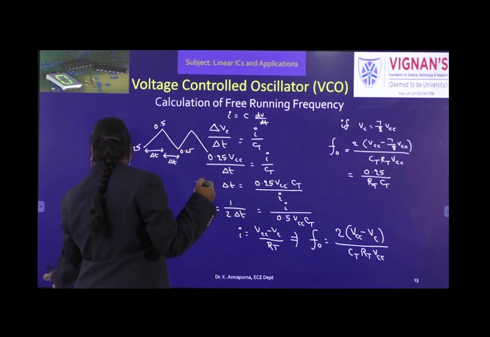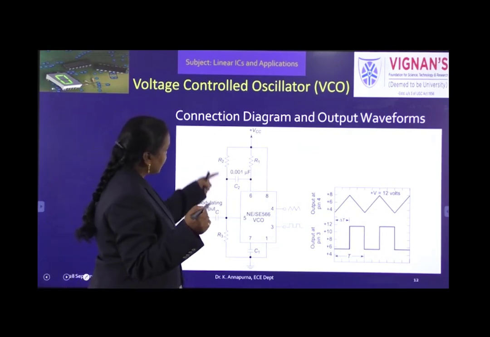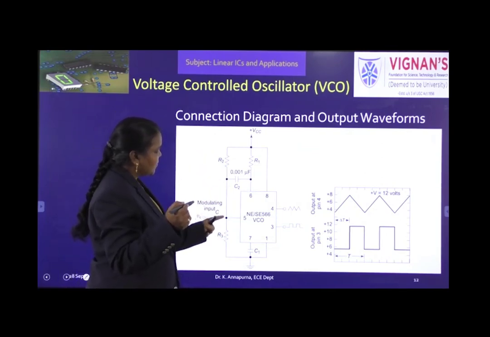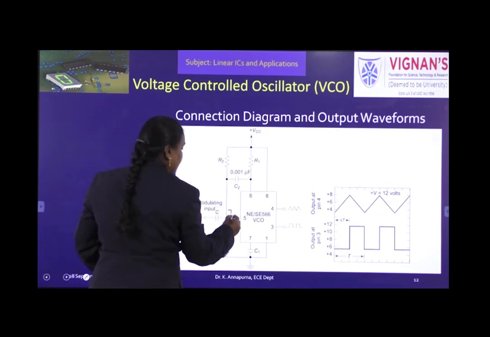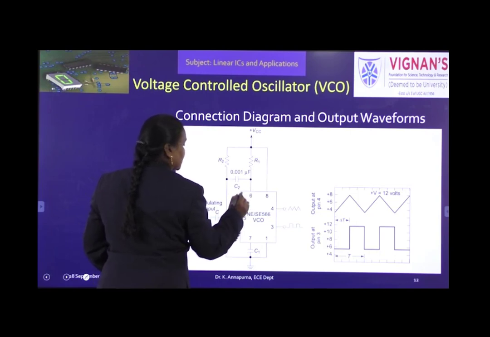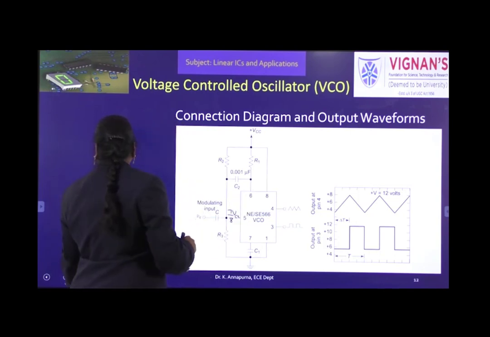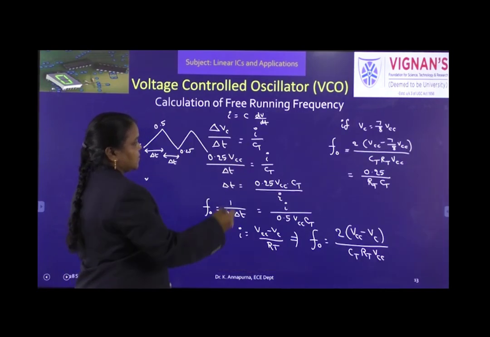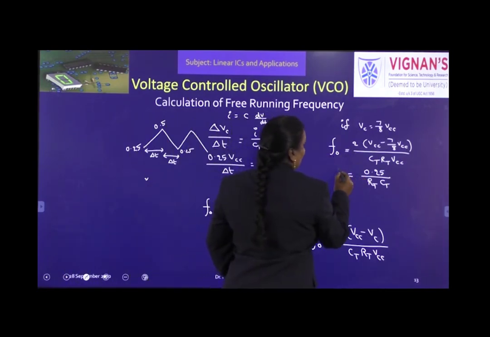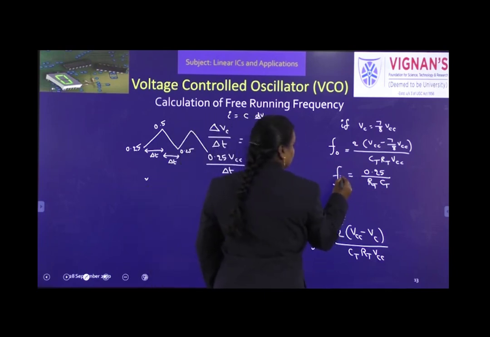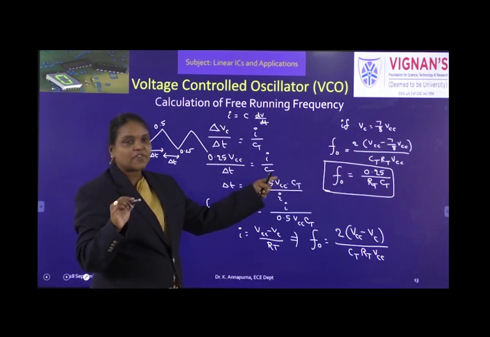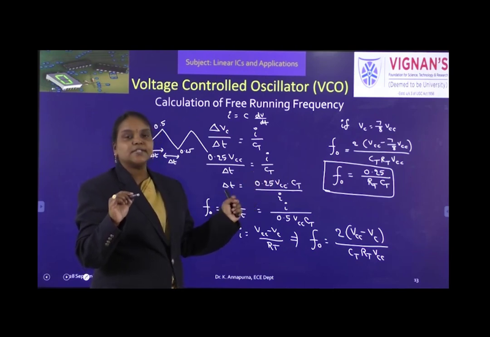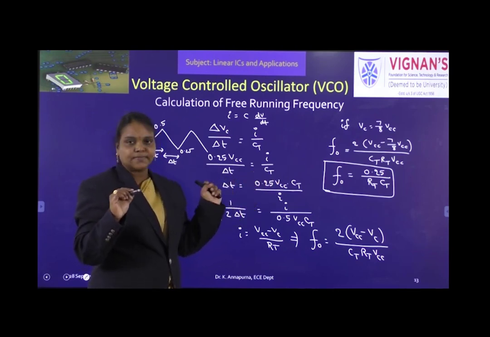Okay, see this diagram. With the help of this R2 and R3, we are fixing this voltage at 7 by 8 Vcc. So then what happens? If I substitute that, it becomes 0.25 by RTCT. For this monolithic 566 VCO, the free running frequency of oscillations is 0.25 by RTCT.